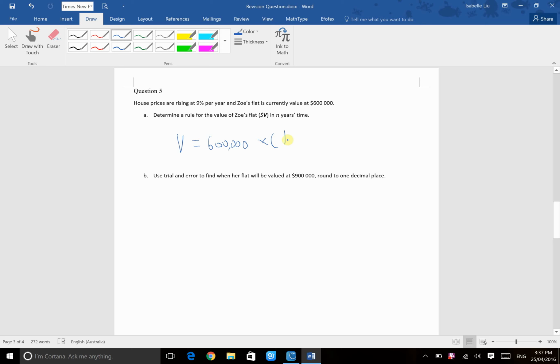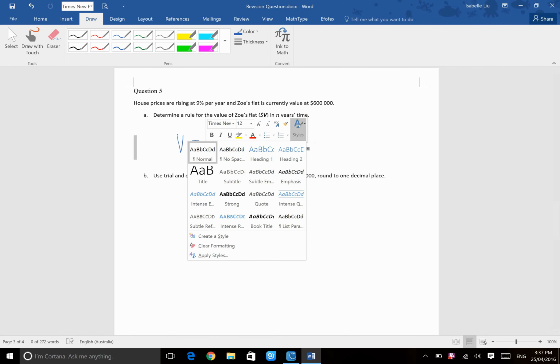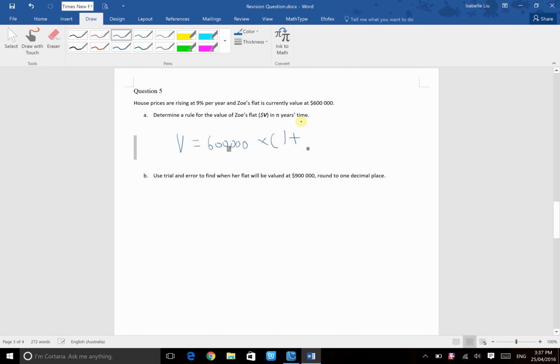times 1 plus 9%, 1 plus 9% to the power of n after n years. Okay, so that V equals 600,000 times 1.09 to the power of n. So that's the value of Zoe's flat after n years time.